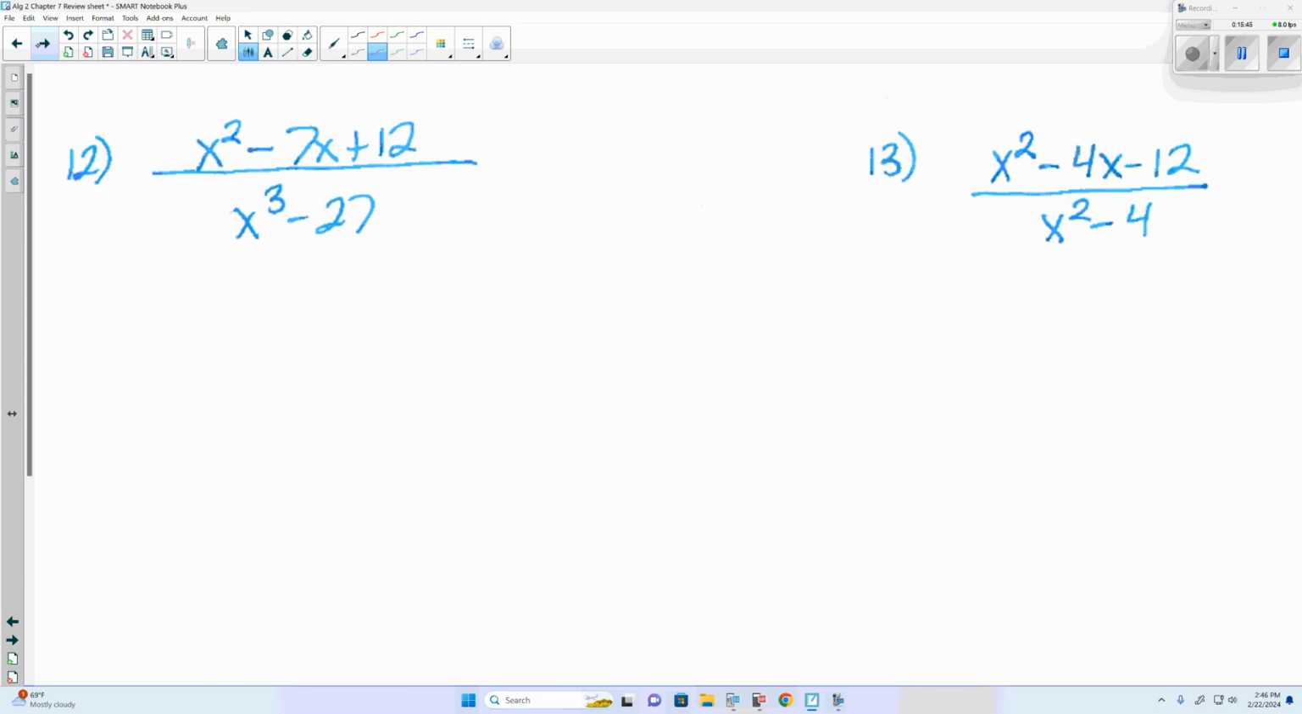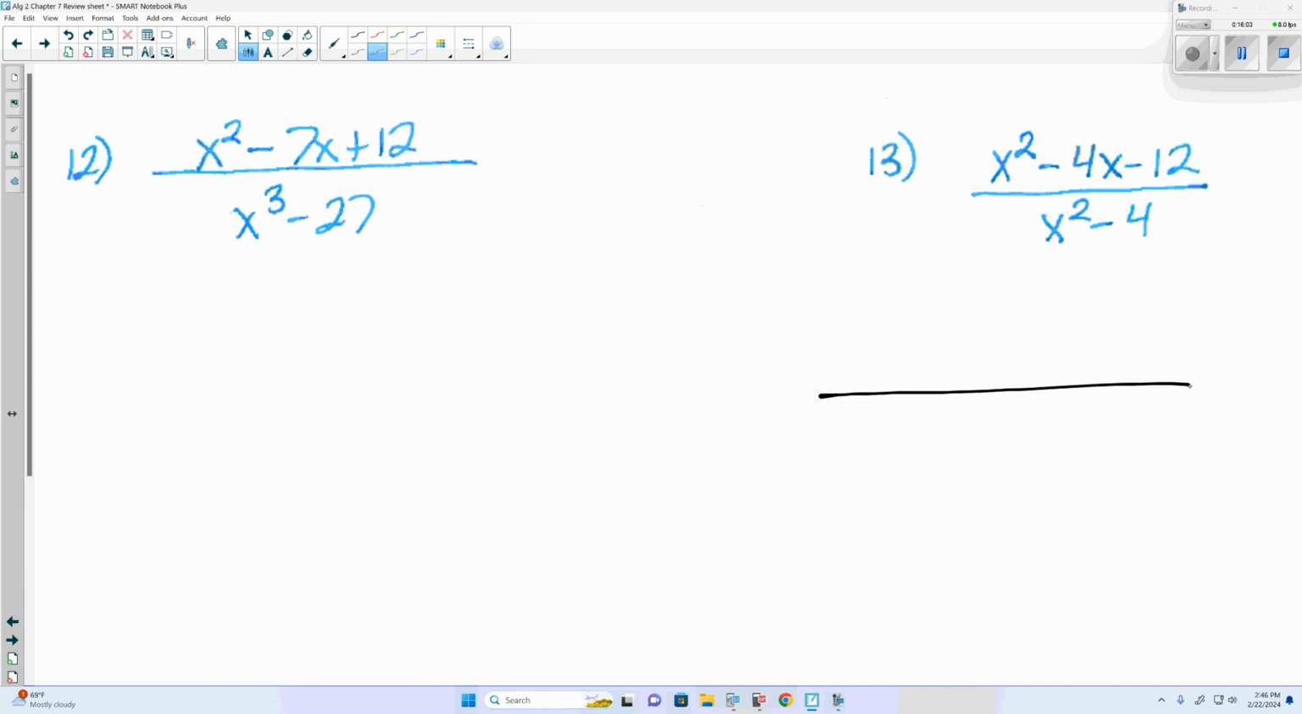12 and 13. I did 12 on the full video. I'm not going to do it on this one here because difference of 2 cubes is not going to come up on the test. X cubed minus 27 is a difference of 2 cubes. It's not going to come up on the test. So I'm not going to focus on it.